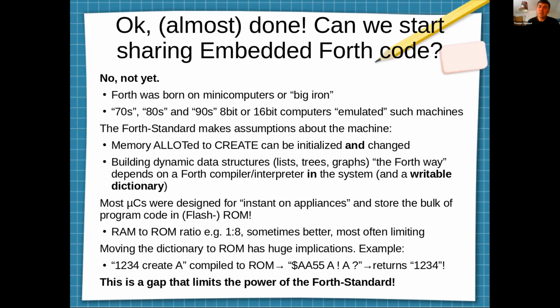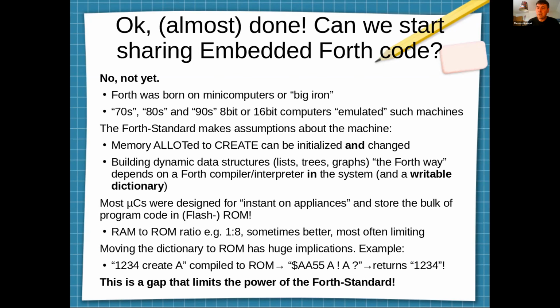Memory can be allotted, created, initialized and changed. Building data structures like lists, trees and graphs, that's for symbolic processing, very important things. The Forth way depends on the Forth compiler and interpreter in the system and a writable dictionary. So if you want to work at a high level, this is what you want to use. This can create very powerful programs with very little memory.